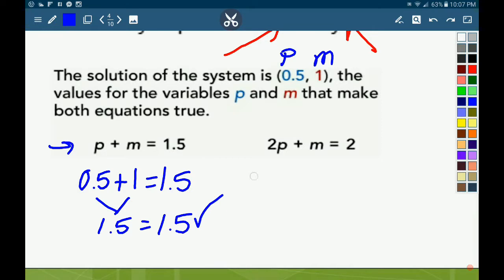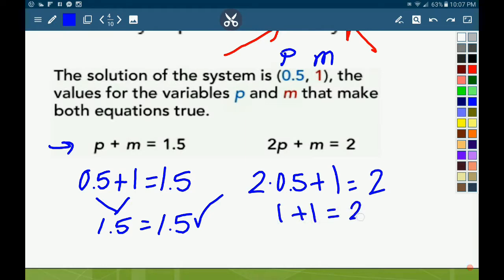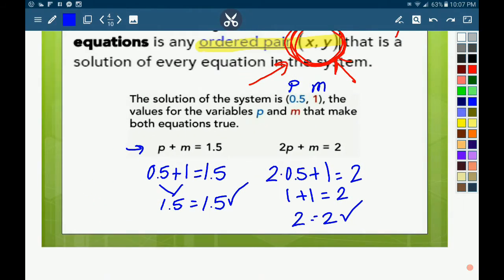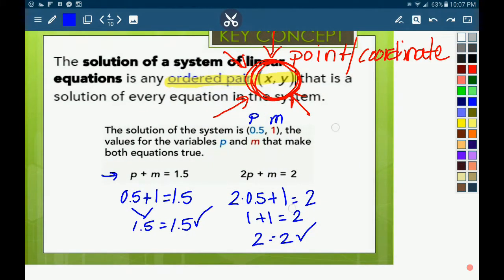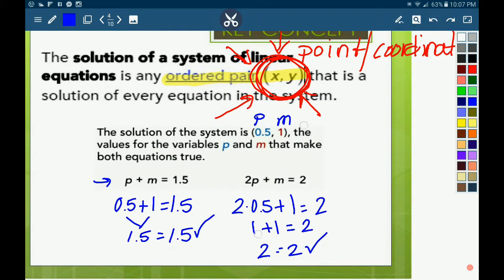So let's check. 2 times p, which was 0.5, plus the marker m, which was 1, is equal to 2. Well, 2 times 0.5 is 1. So I have 1 plus 1. Does that equal 2? Yes, it certainly does. So this is, in fact, the solution to the system. And that's what we're going to have to do. Every time we find a point that we think is the solution to the system, we should be verifying it to make sure.